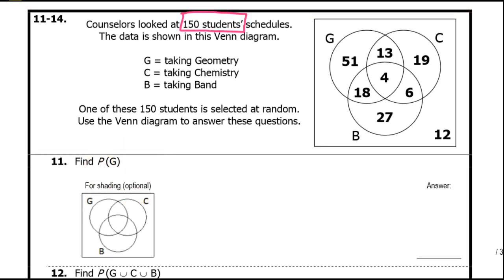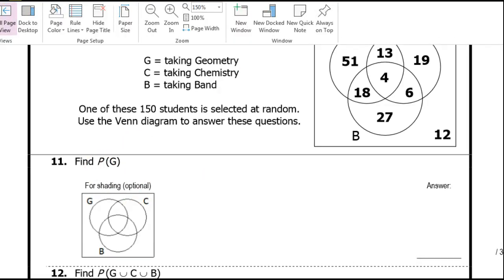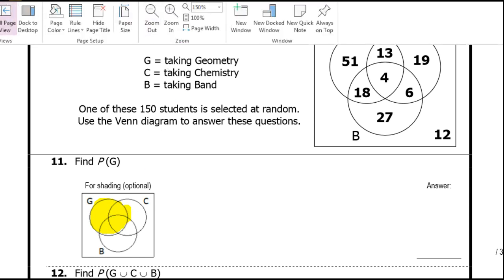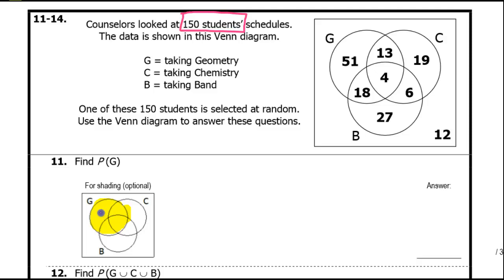So, what is the probability of G? Okay, notice the P, probability, target over total, we're doing a fraction, not just a number. Okay, not the best coloring job there, but we're in a hurry. So G is just these numbers right here. So we have to add those up. Okay, so 51, 18, 13, and 4.